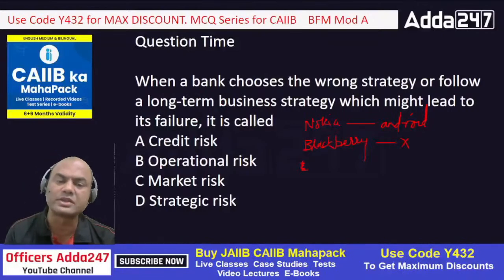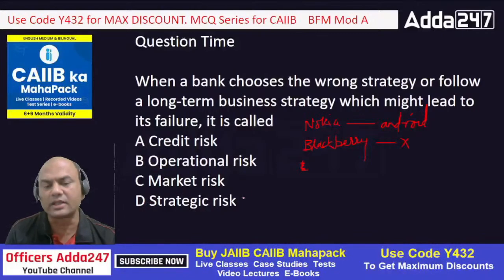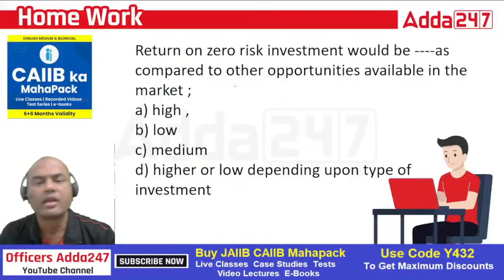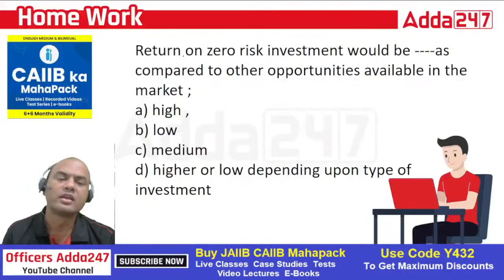Okay, so this is known as which risk? Credit, operational, market, or strategic. There is another word for strategic risk. This is also known as business risk. Business, okay, business risk. So the correct answer is D, right? Strategic risk.